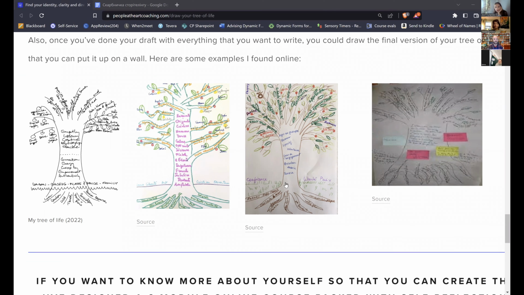So the next step, we draw the branches which represent hopes, dreams, and wishes. І наступний крок – це гілочки. І гілочки – це наші мрії, наші бажання. Це те, про що ми хочемо, щоб відбулося з нами.